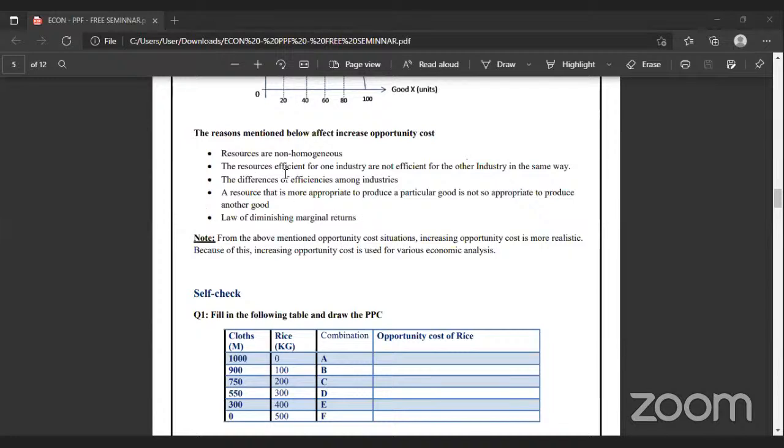That's what I'm telling. In economics, they will ask the question in a direct way. If they ask you why increasing opportunity cost is the more realistic one, you have to answer the reason for increasing opportunity cost, and you can compare it with the constant one also. Right? The self-check question I have given.